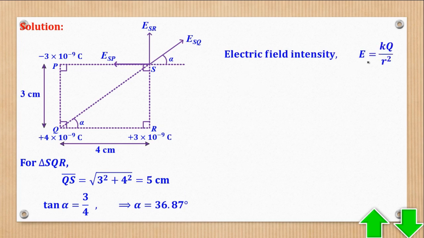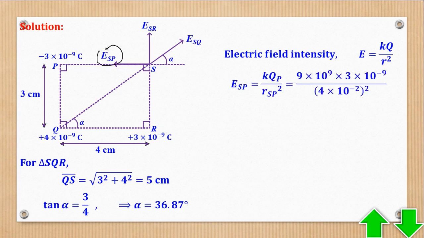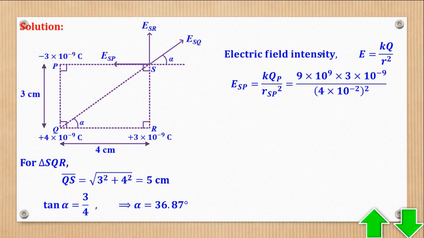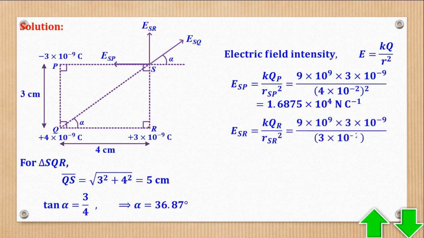Then now we can get the magnitude. So using this formula, the electric field intensity is equal to KQ over R squared. So we shall come and substitute E_P. We use this as a charge, and the separation is this. We convert it to meters. Use a calculator to come up with that. So it's advisable to use scientific notation. Then E_R, we use this as a charge, and separation is this, converted to meters to give you that.